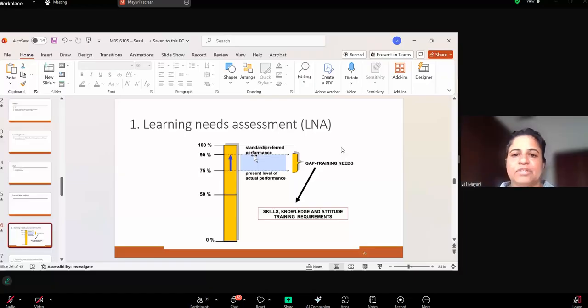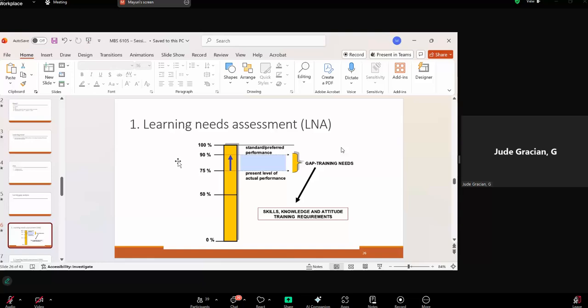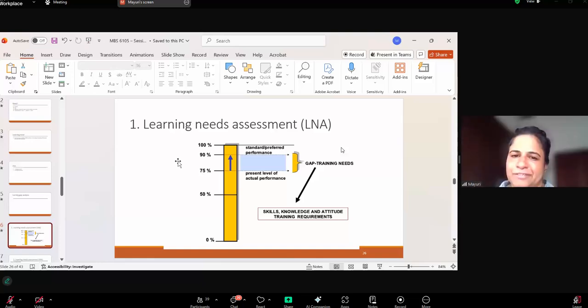So what is the actual performance level? 75%. Yeah, 75%. Right? So between that we have the training needs gap, or the skill gap. We call it skill gap. Here it's the gap of training needs, but it's the same as skill gap. So you can see here the considerable gap. This is a serious gap.